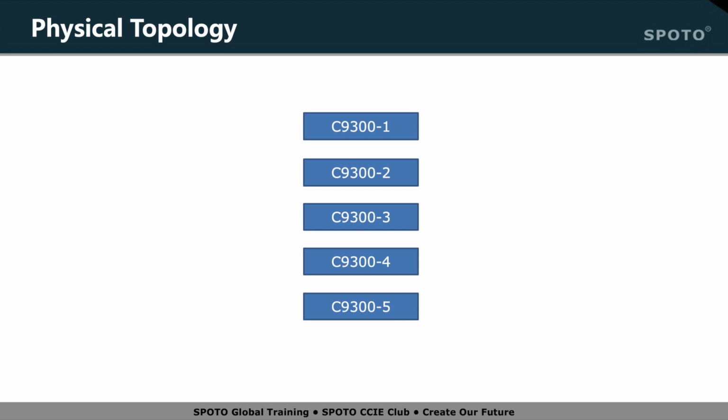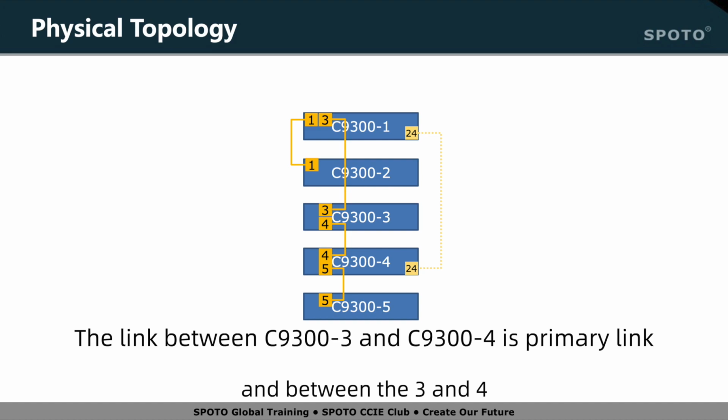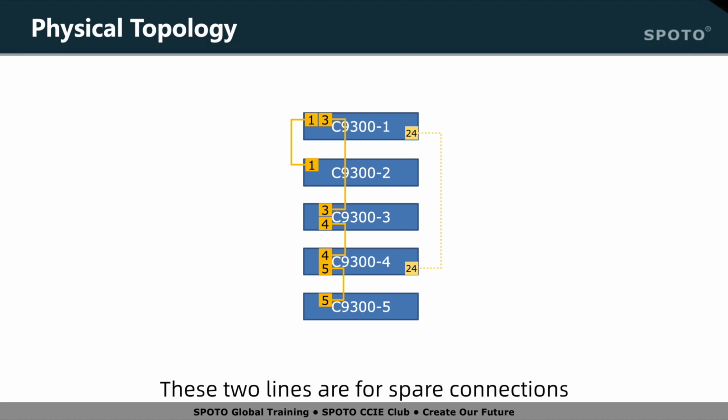At the left side, there are 5 switches, and the yellow lines are the interconnections between the switches. And between 3 and 4 and between 1 and 4, there are 2 yellow dotted lines. These 2 lines are for spare connections. They are used for the suboptimal connection. In some lab environments, we need some spare connections. During the normal situation, we will shut them down, and we will bring them up when required.